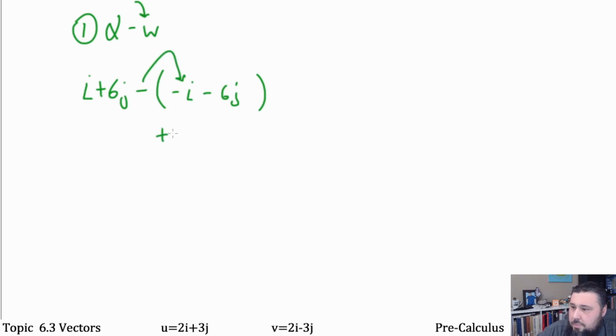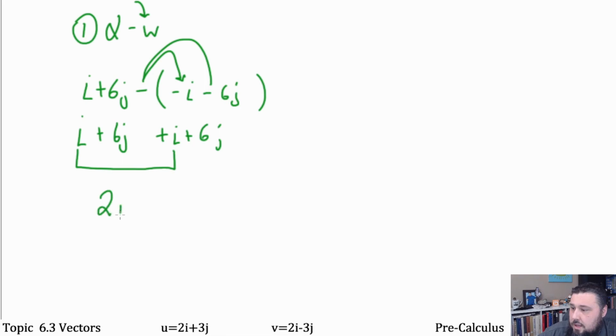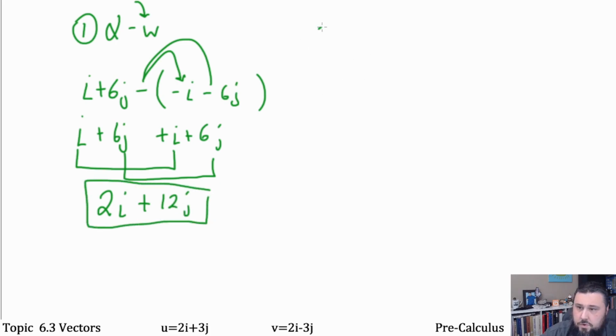This is going to become positive I, and this is going to become plus 6j. And I'm going to have I plus 6j. Adding these two together, I get 2i plus 12j for my first answer.